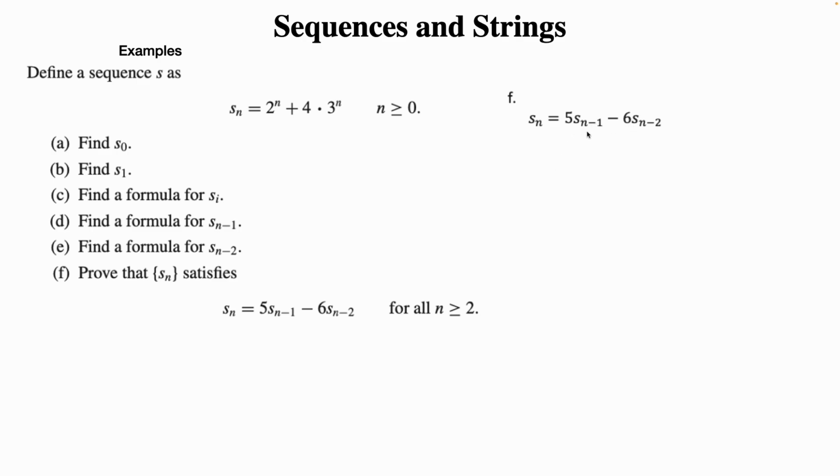I already found out what S_(n-1) is, right? It's 2 to the n minus 1 plus 4 times 3 to the n minus 1. So we're going to have 5 of those. We're going to subtract from it 6 S_(n-2). And we already showed what S_(n-2) was. It's 2 to the n minus 2 plus 4 times 3 to the n minus 2.